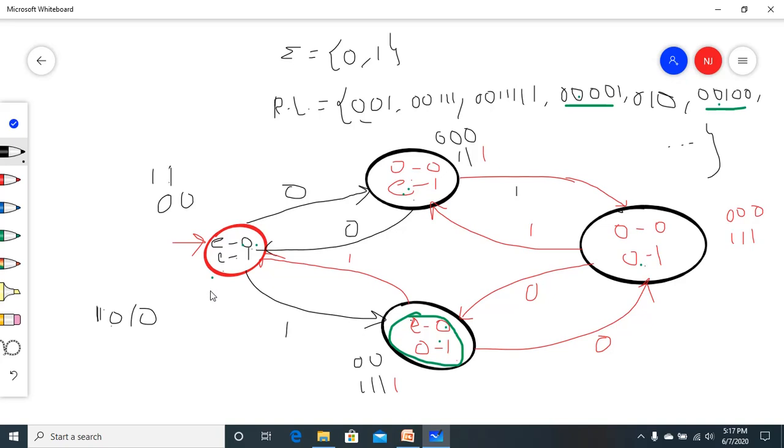The question may be asked differently. If the question asks for even number of ones, the same design will be used, but the final state will be different. Likewise, if the question asks for odd number of zeros, the same design will be there, but the final state will be different. If the question asks for odd number of zeros and odd number of ones, same design, different final state. If the question asks for even number of A's and odd number of B's, we just replace 0 with A and 1 with B. The question may be different, but our design will be the same with different accepting states.